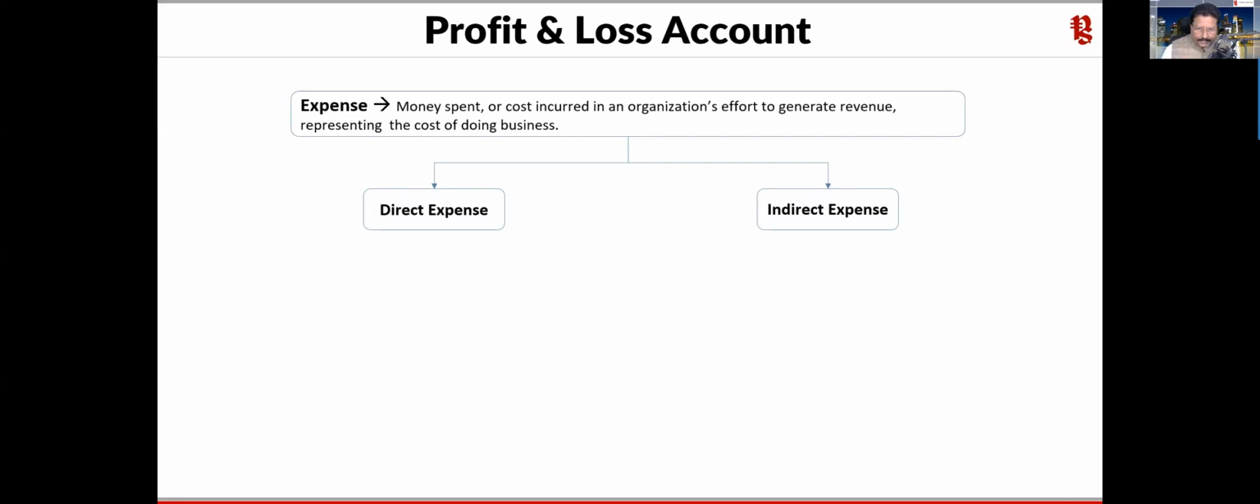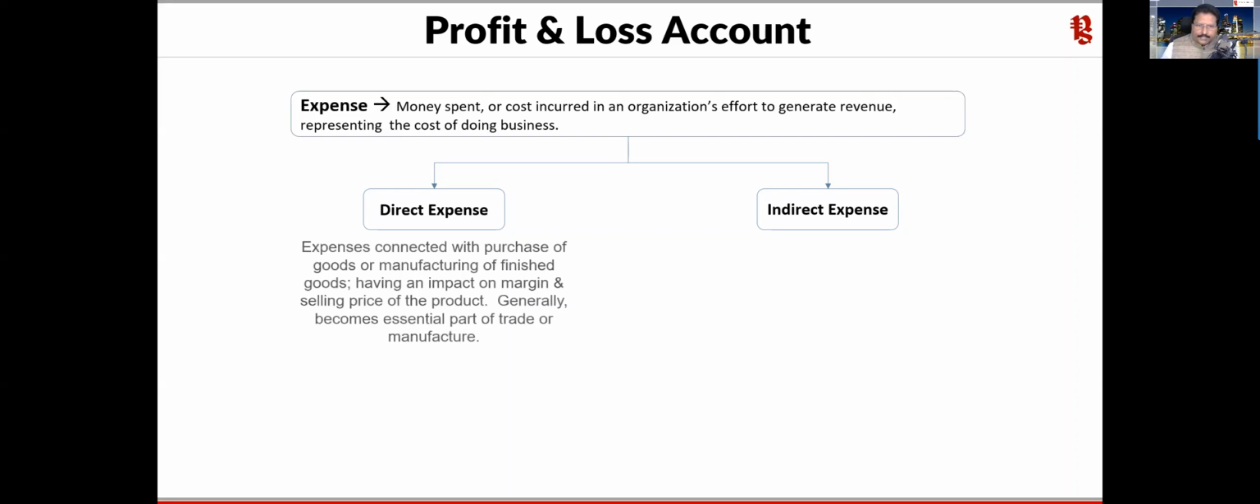In the previous session, I had mentioned the gross profit and the net profit, right? So now, once we understand what constitutes direct expenses for an organization and what are the other expenses which can be classified under indirect expenses, right? So first, let us try and understand a very important and critical statement or criteria, which all of us have to remember. Okay, so direct expenses are those expenses connected with purchase of goods or manufacturing of finished goods.